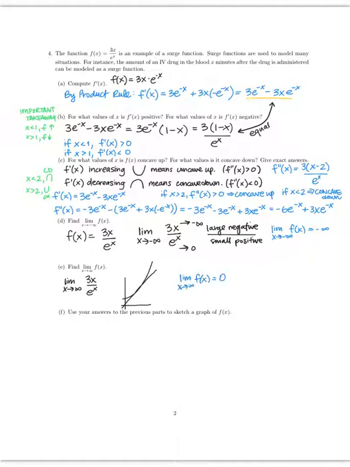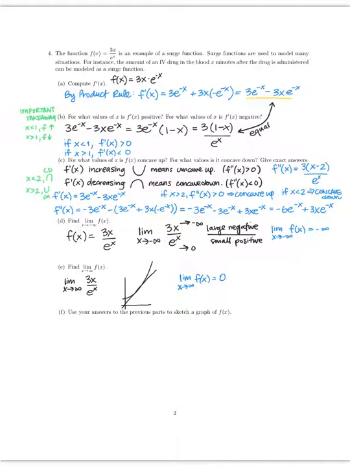All right, so we have our 3 pieces of information. We have where it's increasing and decreasing. We have where it's concave up and concave down. And we know what its limit behavior is on either side. Now we need to put all those things together to sketch a graph of f.